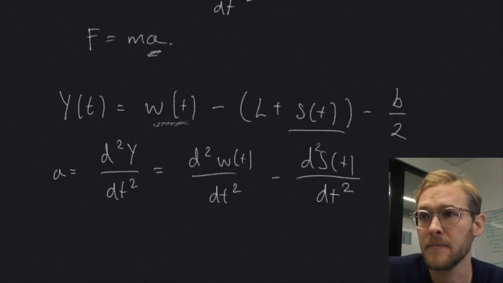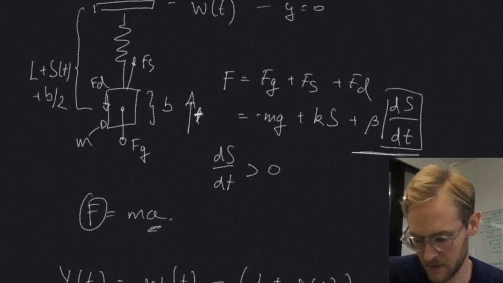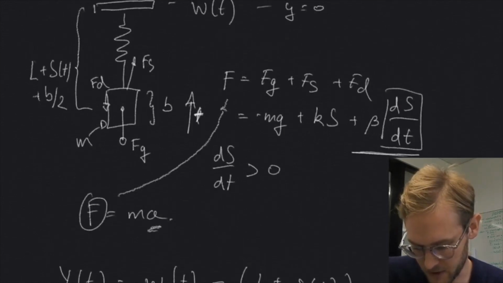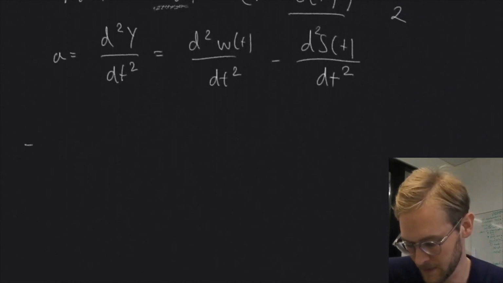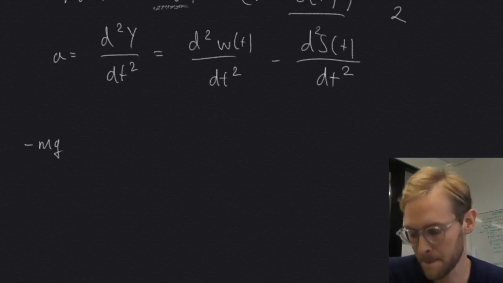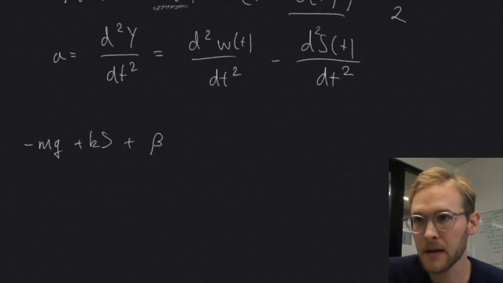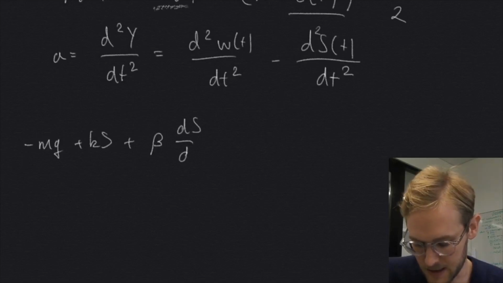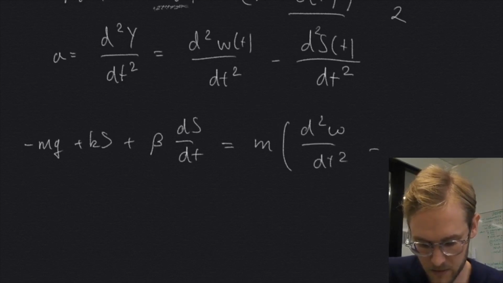And so what we know is that the forces that we add up here, we have these up here, must equal m times this acceleration. So we could just write that up. That's minus mg plus ks plus beta ds/dt equals m, and then times this term up here. There you go.